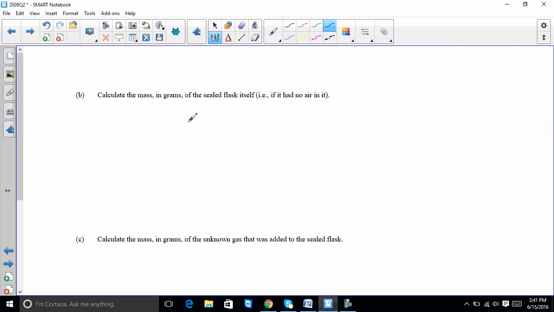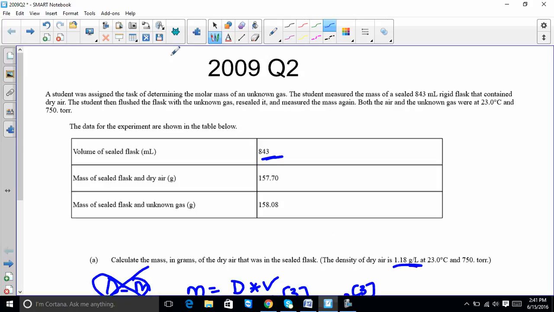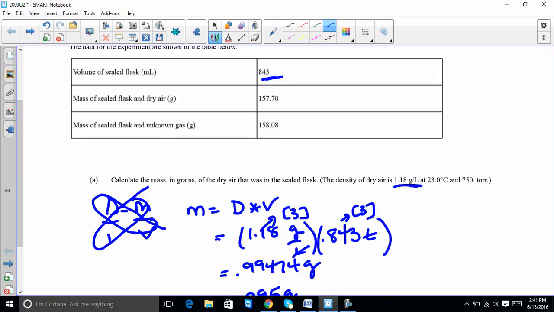Okay, question B, I wrote on the next page. Calculate the mass in grams of the sealed flask itself as if it had no air in it. Interesting, they gave you the mass of the sealed flask and dry air, and then right here we got the mass of the dry air. And this is the first time you're going to see this: if you don't know how to do problem A, you have to use the answer for problem A in B.